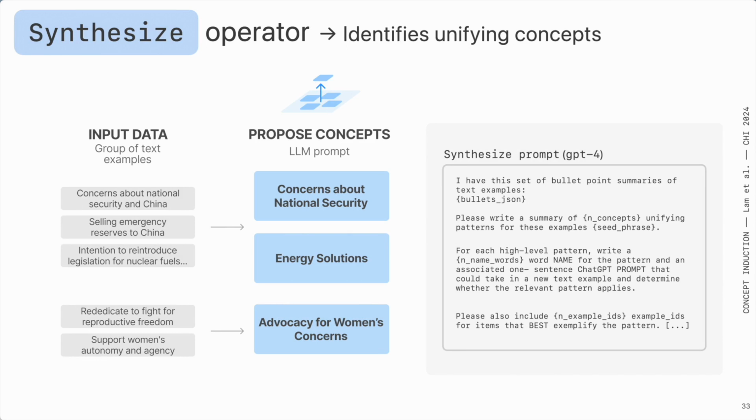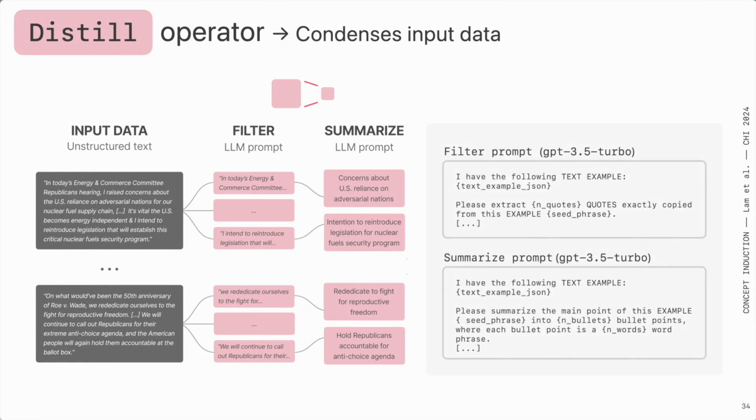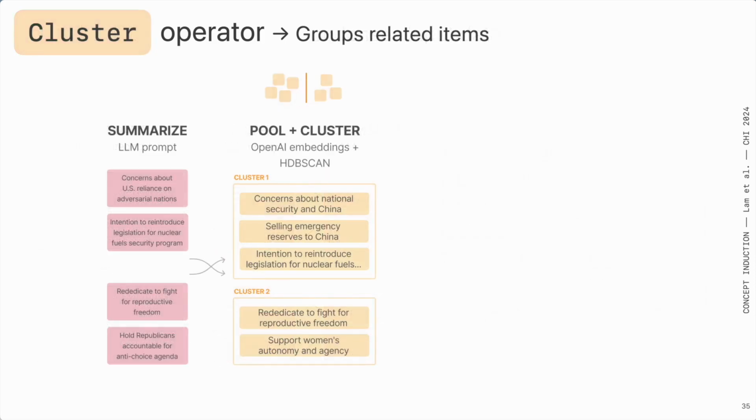If we run this just directly on input documents, we tend to end up with broad, generic concepts, as we'll see when we get to the evaluation. To address these issues, we included two operators that go before the synthesize operator to aid both data size and concept quality. The distill operator scales down the input data while preserving salient details, first through a filter step and then with a summarize step. The filter step performs extractive summarization to pull out quotes from the input text. The summarize step generates abstractive summaries in the form of short bullet points.